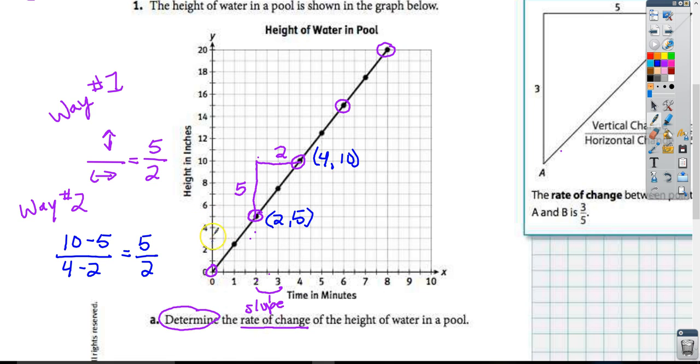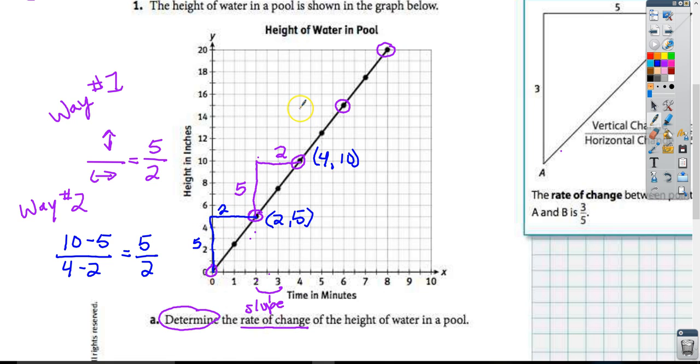Because if I had done 0 and this guy, I would have done 5 minus 0, which is 5, and 2 minus 0, which is 2. So you can be really flexible about whatever you change. But if you notice, we always have the same answer. So right here, we count up, we still have 5 over 2.